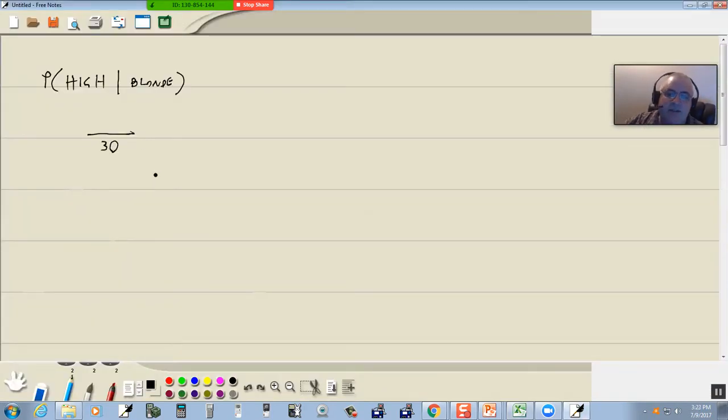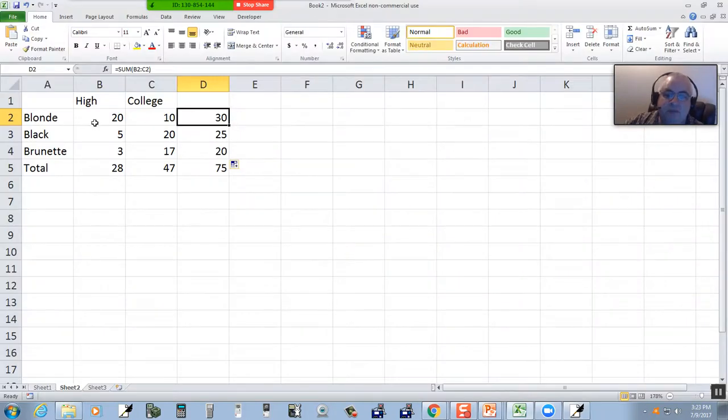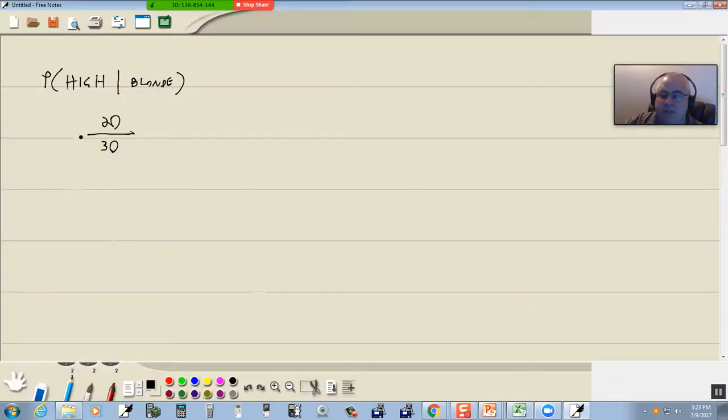Now, given I'm only looking at the blonde right here, then we have to ask ourselves, of that 30, how many of them are high school students? Well, 20 of them. So put 20 up on top. And that'd give us our probability.